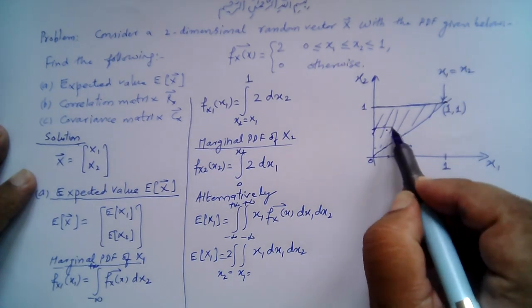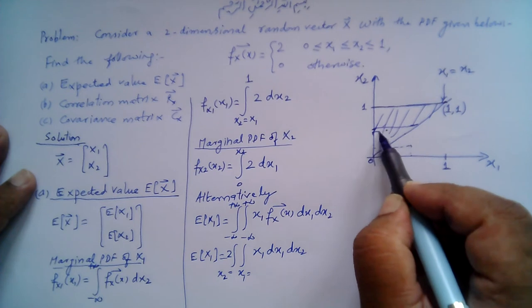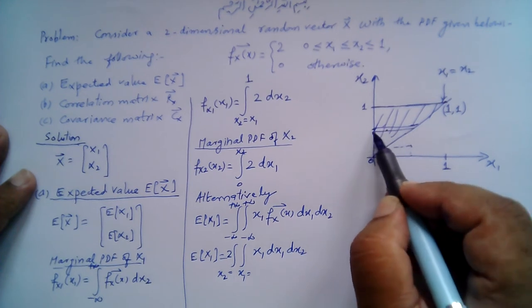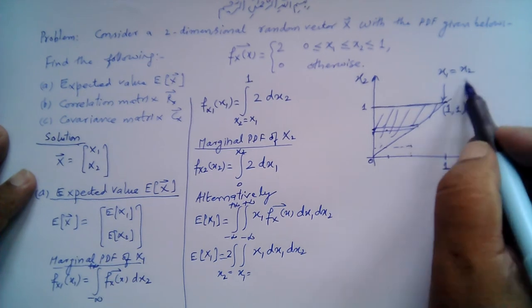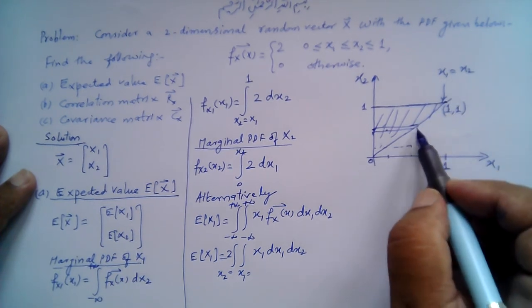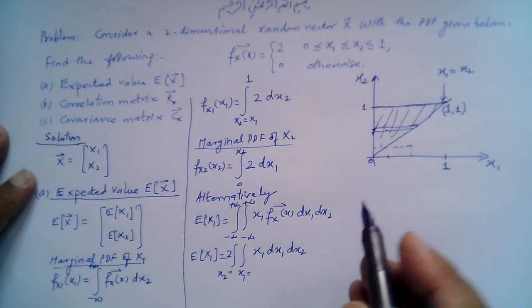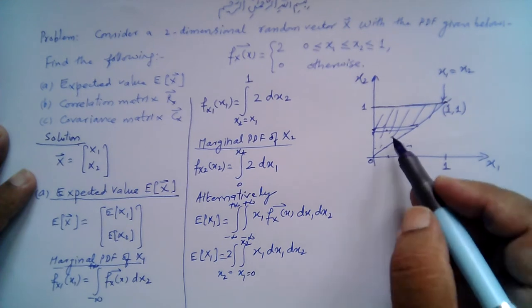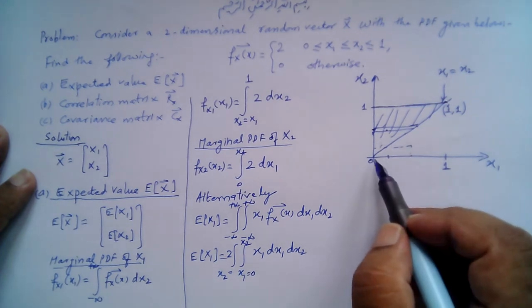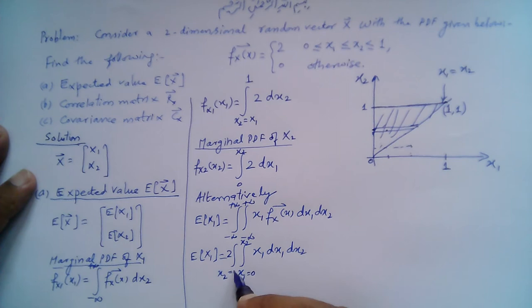So let's assume a strip this way here. So x1 is from 0 to x2 here. This is this line, x1 is equal to x2. So x1 will be equal to x2 here. So x1 is from 0 to x2, right? And x2 is from 0 to 1.